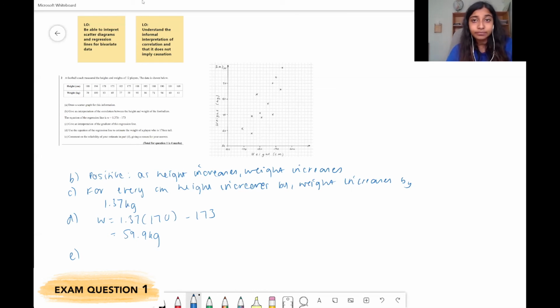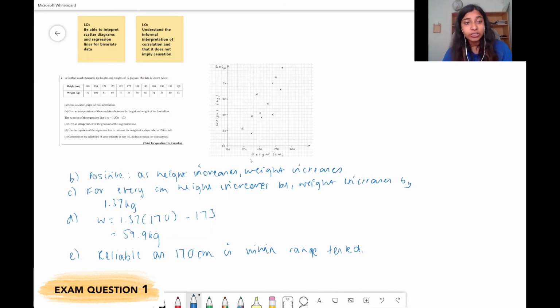Part E, we want to comment on the reliability of your estimate in Part D, giving a reason for your answer. So we can say that our estimate is reliable because 170 centimetres is within our range, because we have a range up to 200 centimetres. So it is reliable as 170 centimetres is within the range tested. That means that our regression line is relevant for 170 centimetres. So that's our answer to this question.